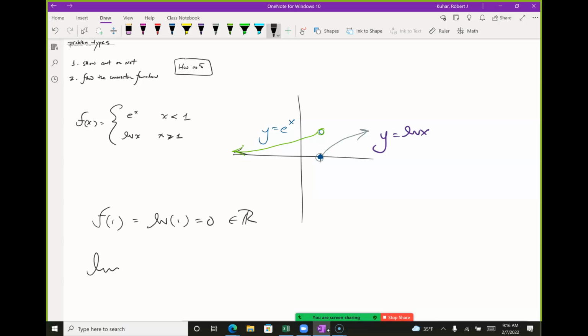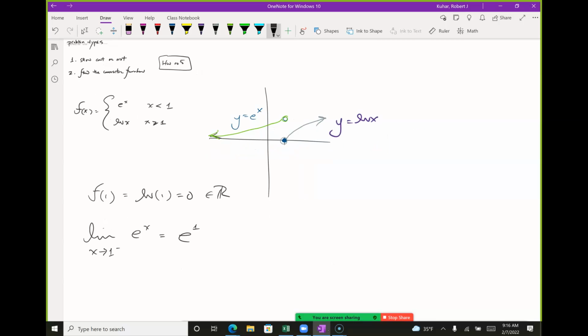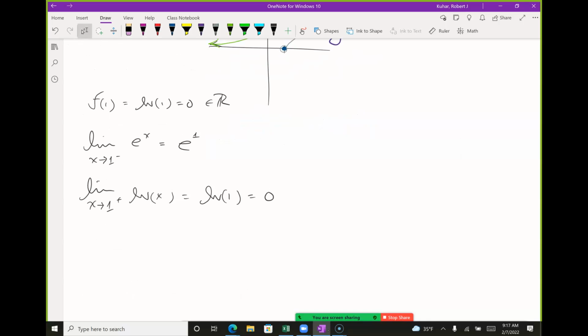What's the limit as x goes to 1 from the left? Well, I'm going to use e to the x, right? And that's e to the 1. And the limit as x goes to 1 from the right, that's ln of x, which is ln of 1, which is 0. So the limit doesn't exist, so it's not continuous. So the limit as x goes to 1 of f of x does not exist, and f is not continuous.